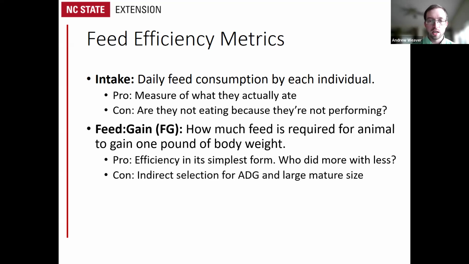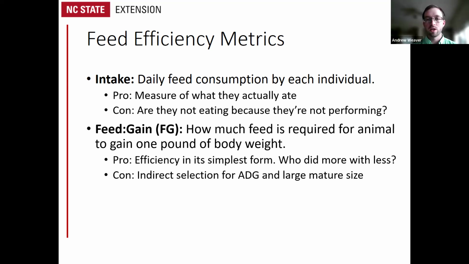The challenge becomes that the bottom side of that feed to gain ratio metric is gain, average daily gain. And we know that if we select animals that have very high average daily gains, we will end up with large mature sizes. Those traits are highly related. And so when we select for feed to gain, if we're not careful, we will ultimately select for animals that just simply grow faster.